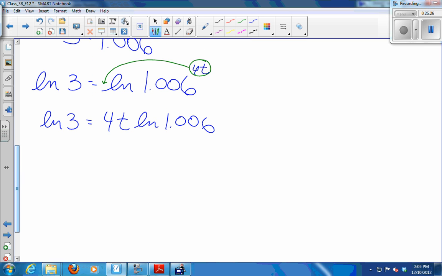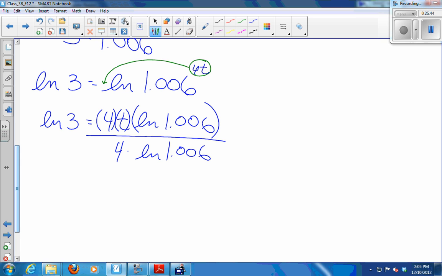And this is all multiplication. This is 4 times t times the ln of 1.006. So how do I get t by itself? Yep, I'm going to divide by 4. That will get rid of the 4. And I'm going to divide by the ln of 1.006. So you can do it all in one step like this, or you can do one at a time, whatever.